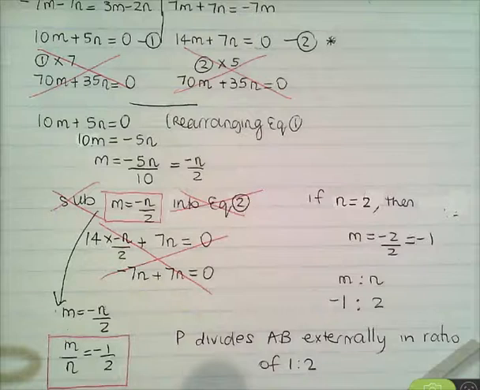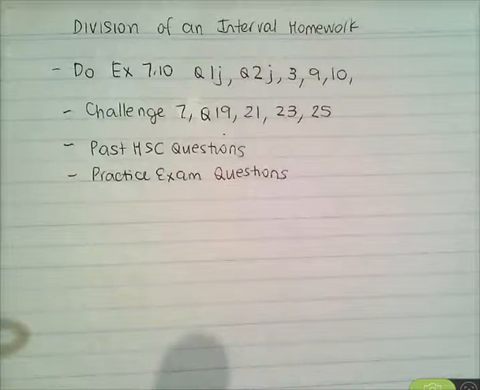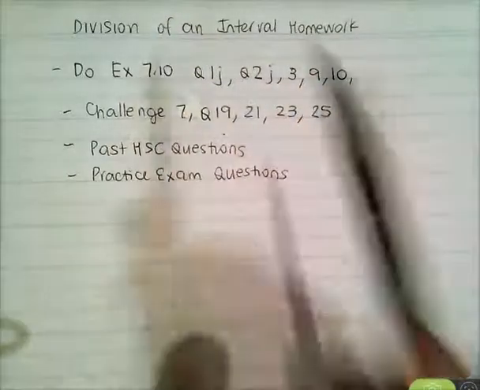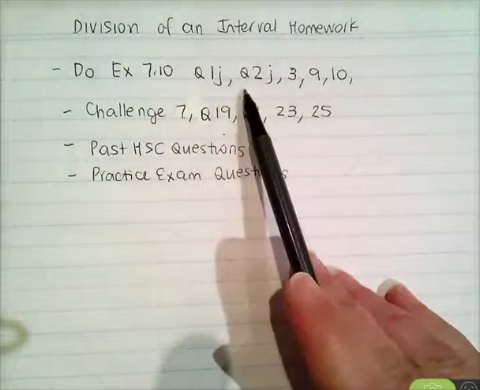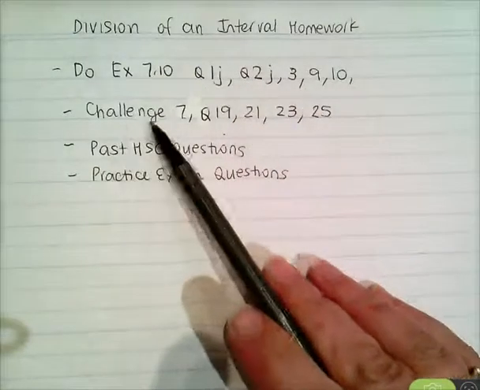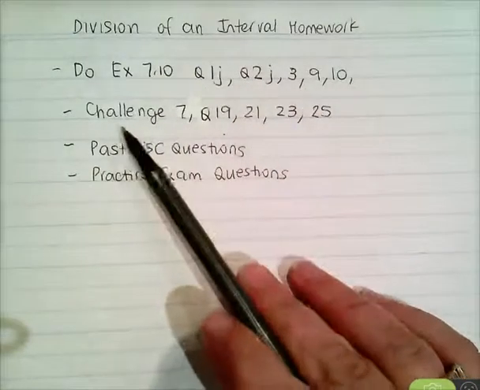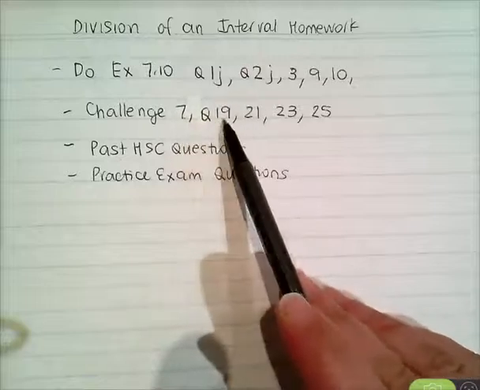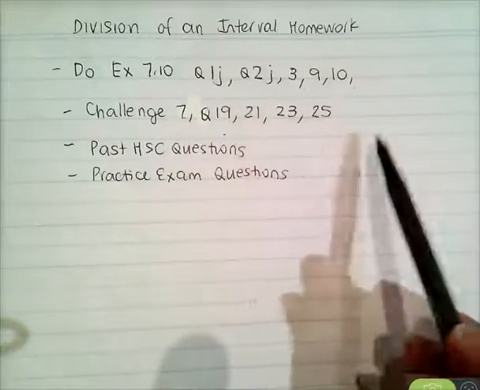And that's the end of this video. So I'm just going to work out which questions you're going to do, so I'll just write that down in a minute. Okay, this is your homework. So for division of an interval homework from exercise 7.10, you want to do question 1J, 2J, question 3, 9 and 10. And then from challenge chapter 7, you can do question 19, 21, 23 and 25.